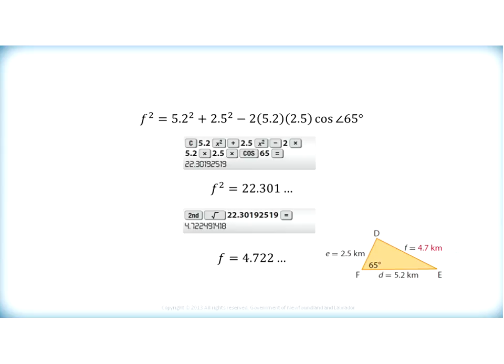And if this triangle seems to be drawn to scale, it kind of makes sense that 4.7 would be right, because it's clearly longer than side E, and it's shorter than side little d, so 4.7 seems reasonable.